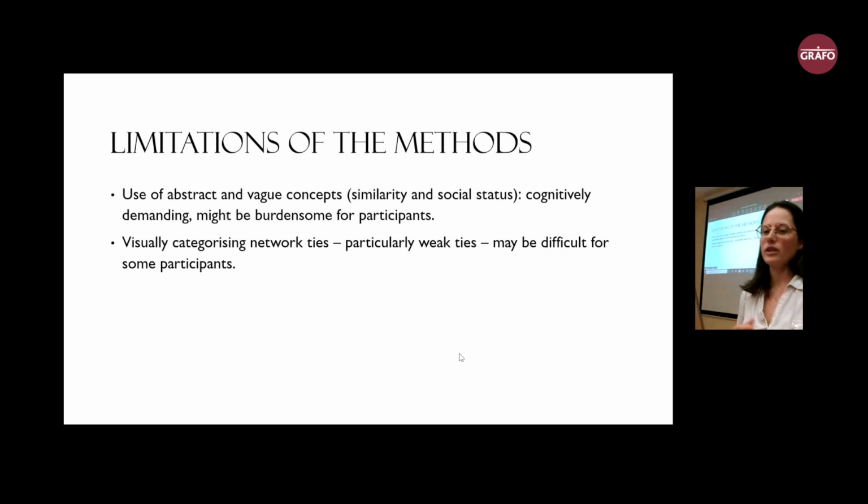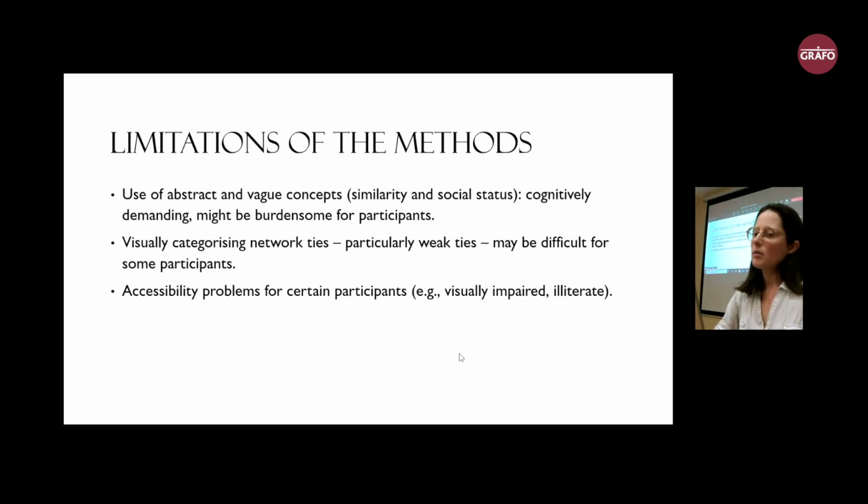Also, visually categorizing network ties, particularly weak ties, is difficult for some participants because they were saying, I don't have a lot of information on this person, so I wouldn't know where to place them, or I don't think it's fair. So in this sense, it was a bit difficult sometimes.